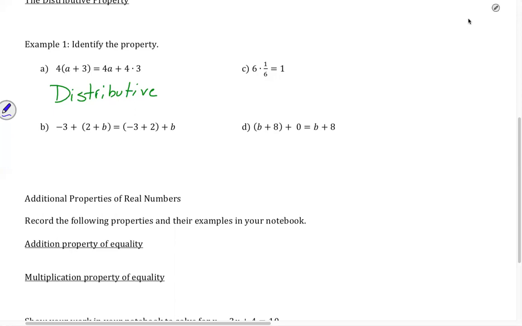Julie, what property would B be? Is it associative? Very good. Because notice the numbers didn't switch places. They didn't move around. We just grouped them differently. Okay? What about C? Let's go with Amelia. Multiplicative inverse property. Yeah, multiplicative inverse.